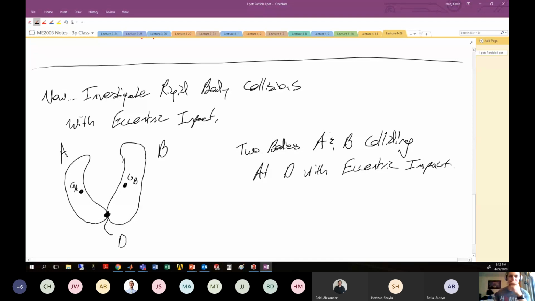All right, so it's eccentric because the centers of masses of those individual objects are not along the line of impact. If these two are going to collide and hit each other, remember the line of impact is normal to that collision site. So the line of impact here is something like this. Notice that the center of gravity of each of those objects is not necessarily on that line of impact.